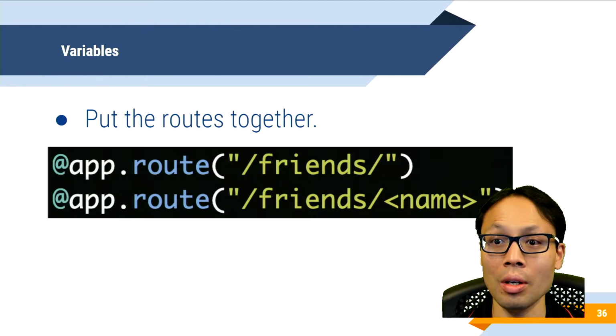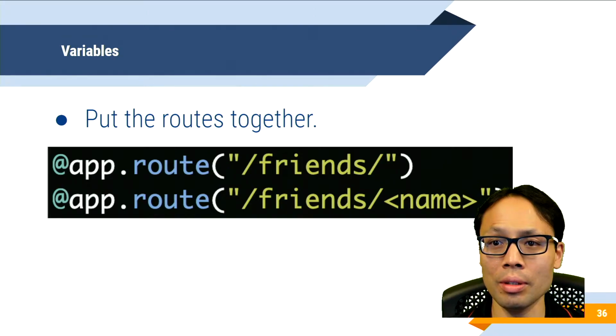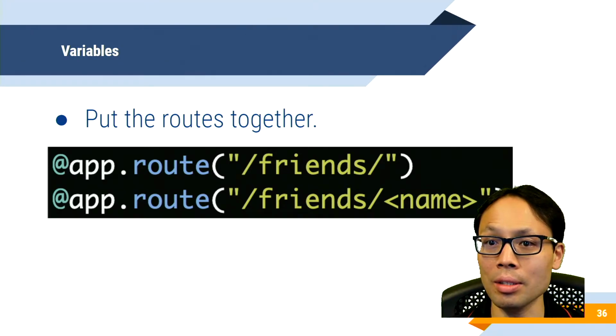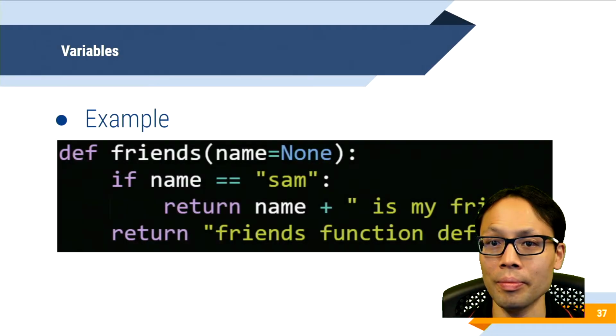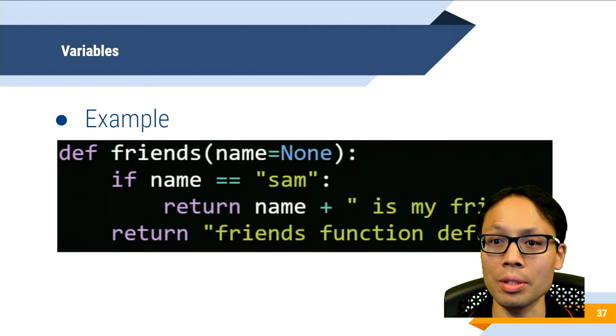All right, so now you have to put both routes together, so they kind of work together. So one version of the route is just friends, kind of like what you've done before with routes, and the second version is where you're going to be passing in a variable. So in this case, we're going to pass in a variable called name. So for example, if we take a look at our file here, we have our route for friends, and then we declared our function called friends. And if the user puts in Sam, it's going to return Sam is my friend.